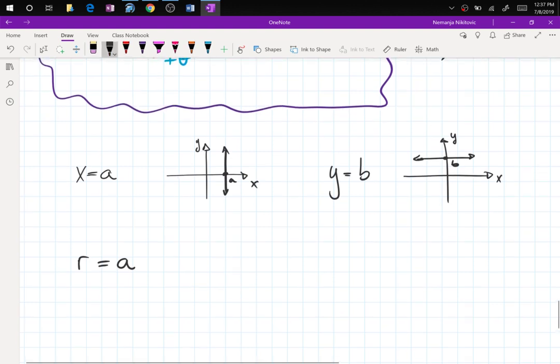So now, if my r is fixed to be, let's say, 3, what is theta doing? All of the values from negative infinity to positive infinity. So what does it create? It creates a circle of radius A. Now, if this is not the most amazing thing you've seen today, you have very interesting lives.